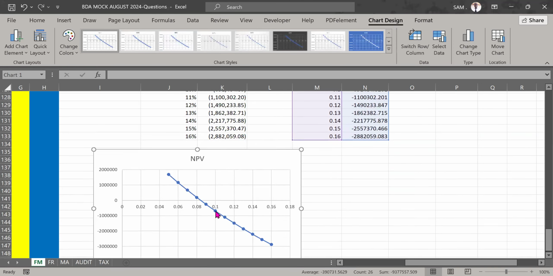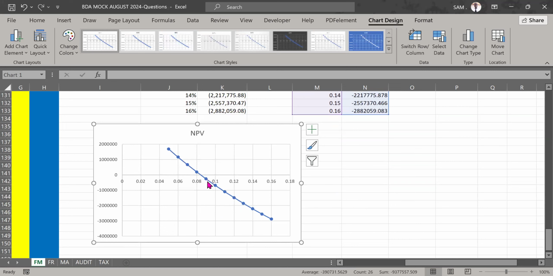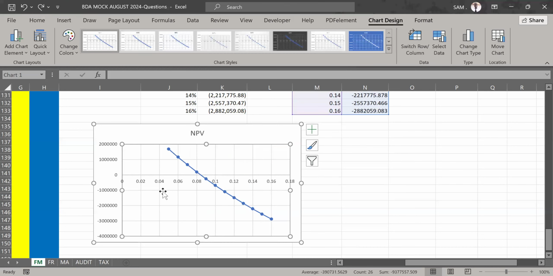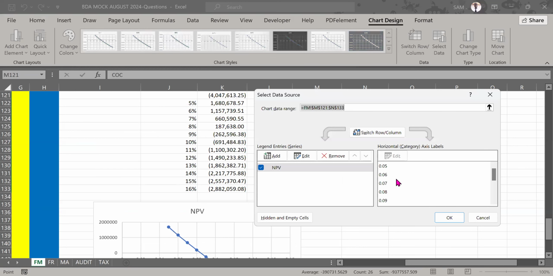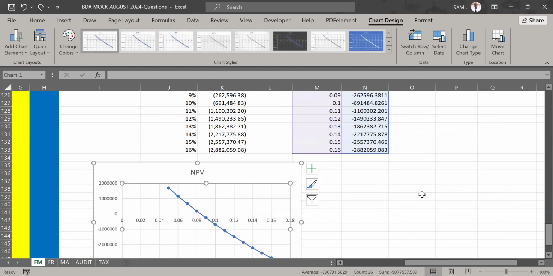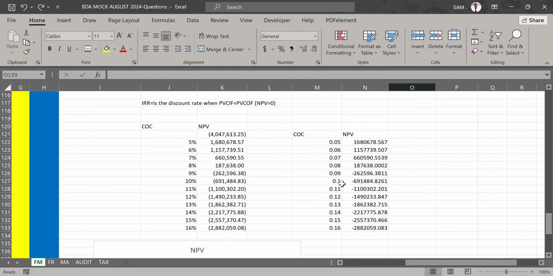So if I pick on that, I want you to look at that. Then we can even change some information about the chart. Do I want to switch rows and columns? No, I think the rows and columns are okay. So select data, and I'm looking at this. X-axis, we have the cost of capitals, which is okay. And the cost of capitals, you can see they are coming as decimals. Why? Because our figures here are decimals.